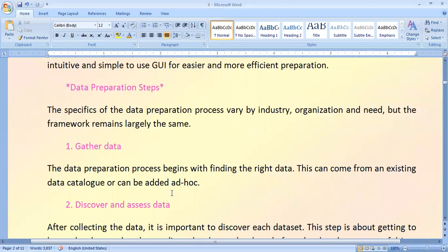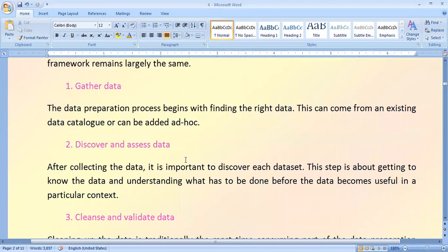Data preparation steps. The specifics of the data preparation process vary by industry, organization, and need, but the framework remains largely the same. Gather data. The data preparation process begins with finding the right data. It can come from an existing data catalog or can be added ad hoc. Discover and access the data.